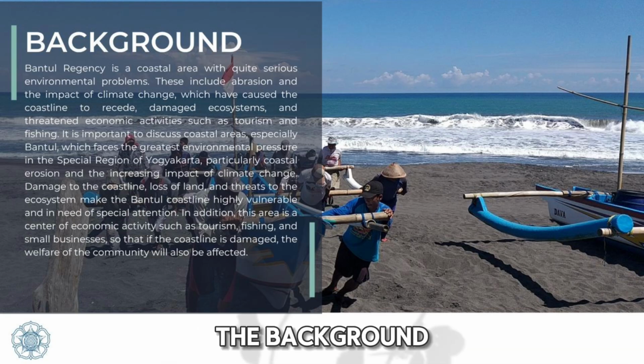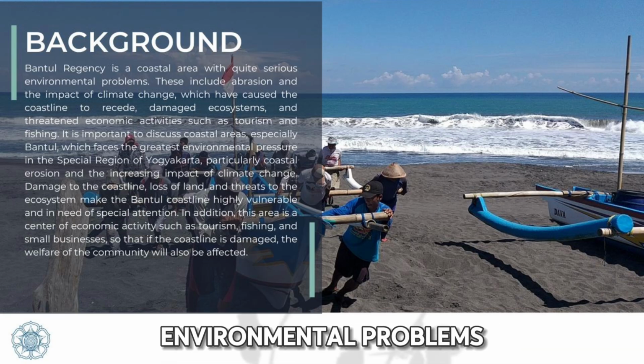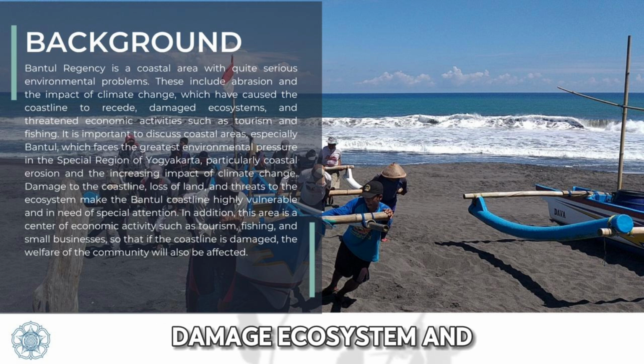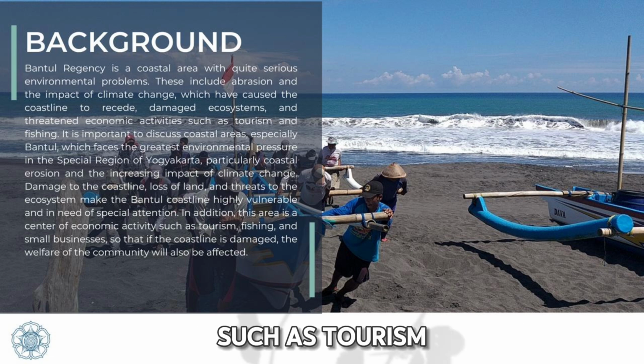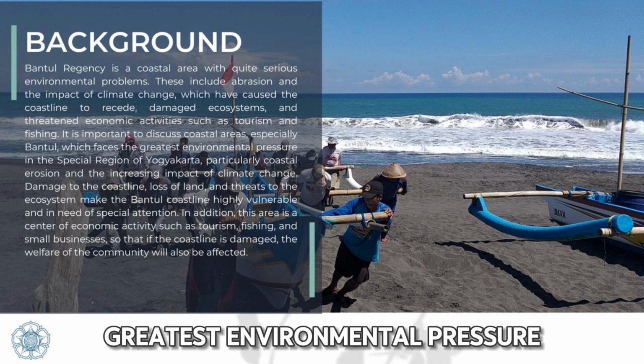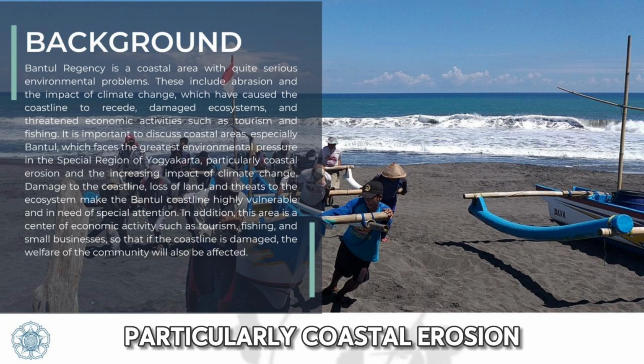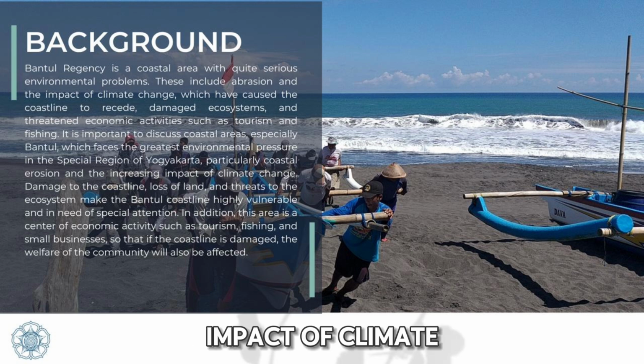So, first is the background. Bantul Regency is a coastal area with quite serious environmental problems. These include abrasion and the impact of climate change, which have caused the coastline to recede, damage the ecosystem, and threaten economic activities such as tourism and fishing. It is important to discuss coastal areas, especially Bantul, which faces the greatest environmental pressure in the spatial region of Yogyakarta, particularly coastal erosion and the increasing impact of climate change.